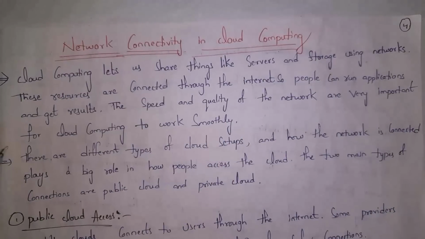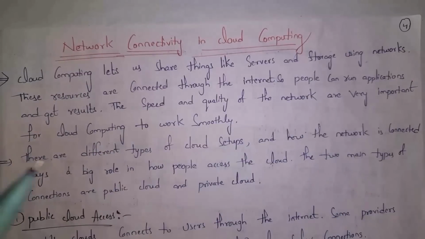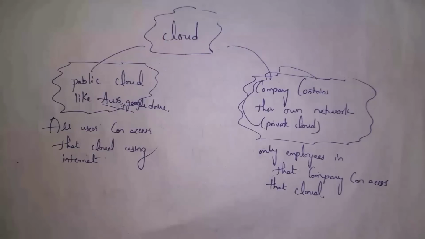Guys, there are different types of clouds and how the network is connected play a big role in how people access the cloud. The two main types of connections are public cloud and private cloud. Guys, for example, if you consider AWS and Google Drive, everyone can use AWS and Google Drive by using internet.